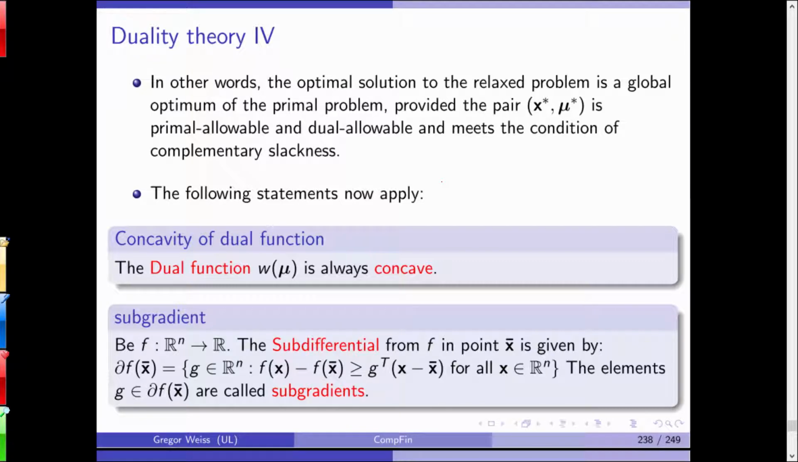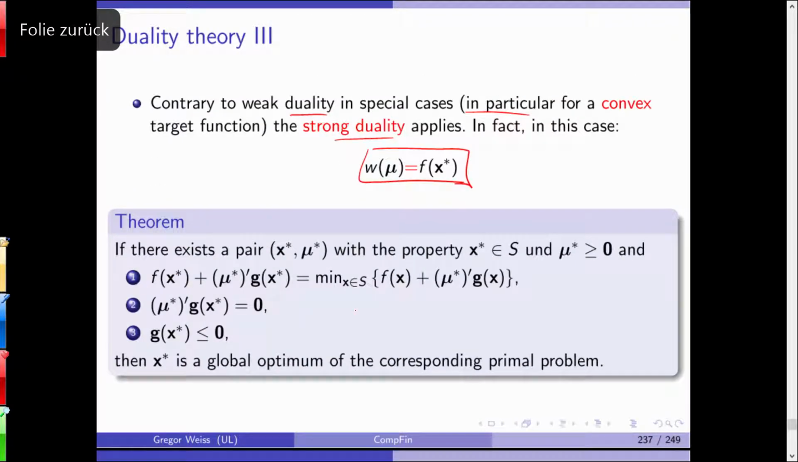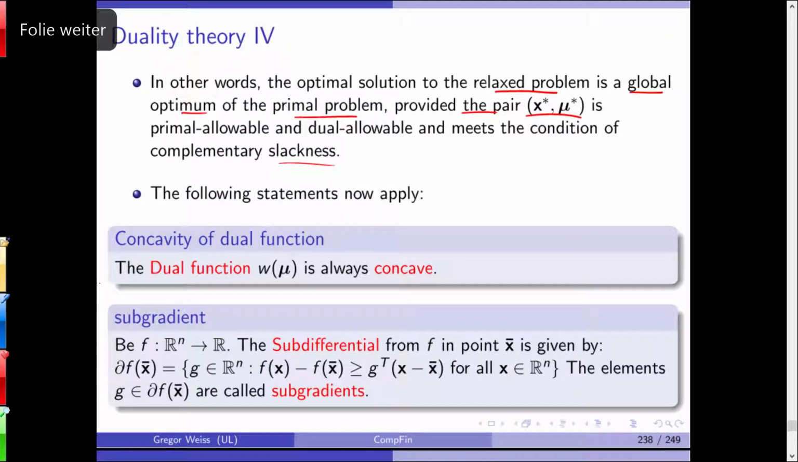To put it in words, and I think the verbal description is much more intuitive, the optimal solution to the relaxed problem is a global optimum of the primal problem provided this pair x star, mu star is primal allowable and permissible, is dual admissible, and meets the condition of complementary slackness. This is here the condition of complementary slackness. And then the following theorems hold.